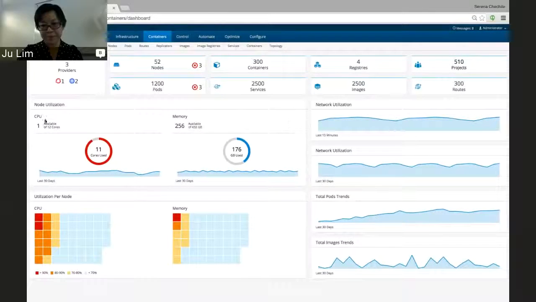On the middle part of the page on the left-hand side is node utilization. We have 2 utilization charts. The first one is CPU. What it's telling you is how much you have available, and the donut chart depicts the amount of used CPU. So we're showing the used amount inside the donut chart.